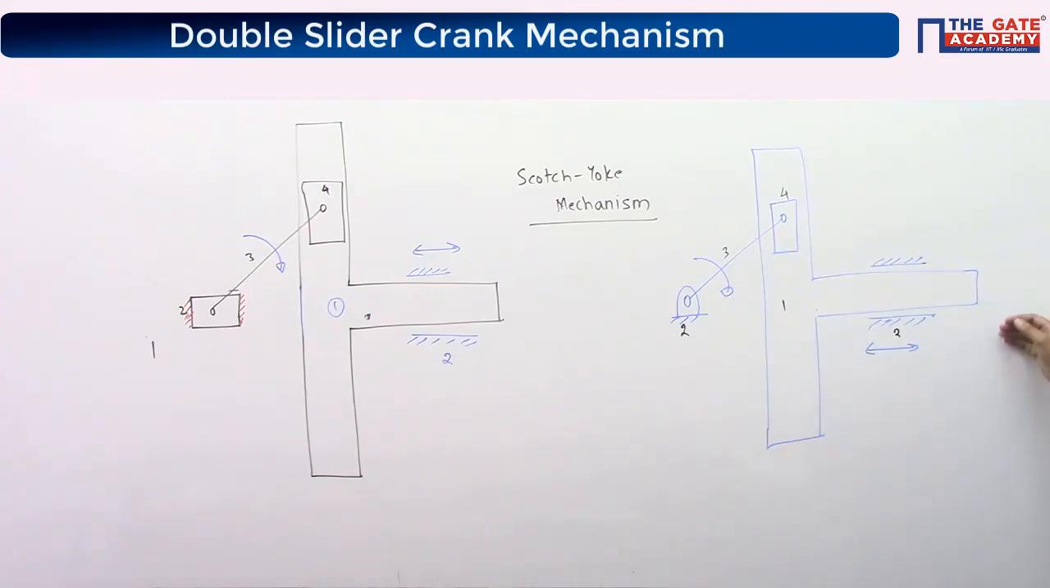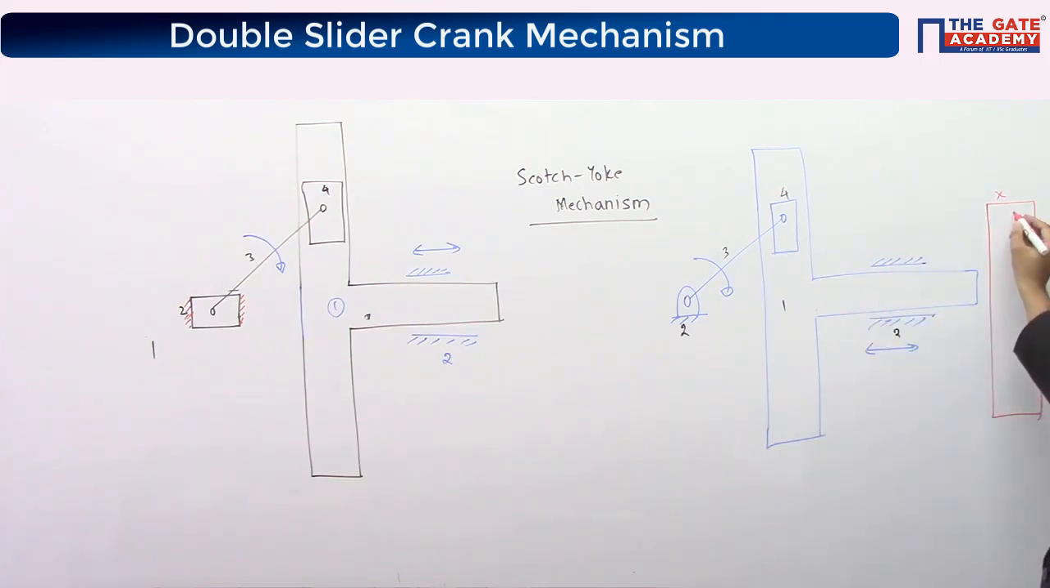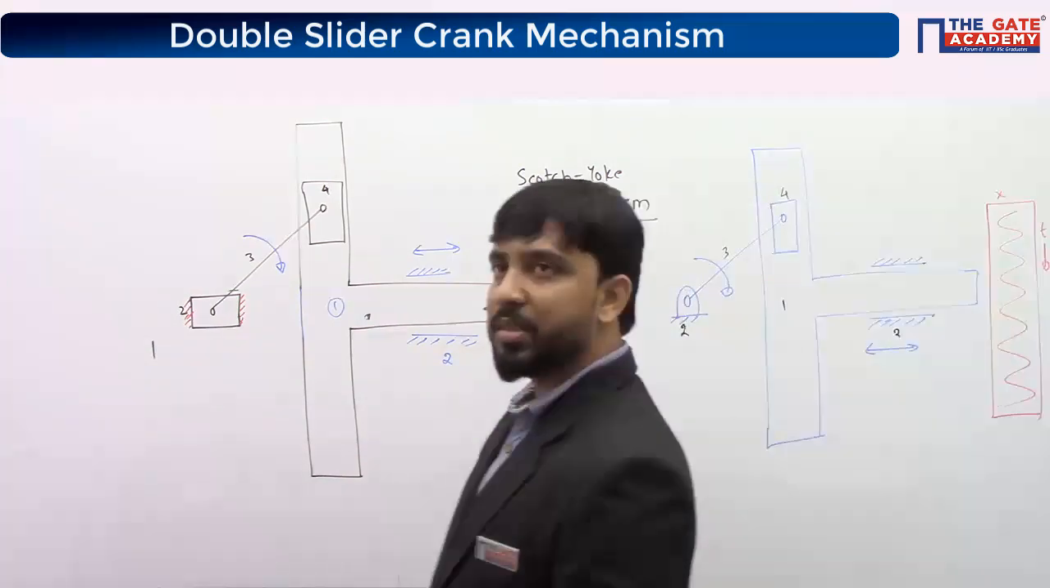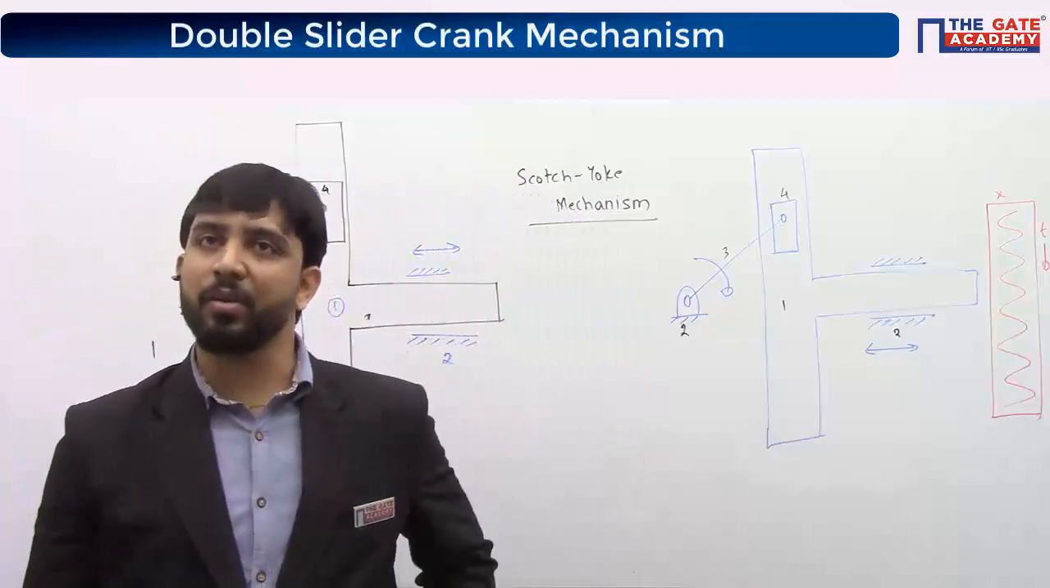So if you look at this Scotch-yoke mechanism, if you plot the displacement versus time graph for this link 1, I can say this is the displacement of link number 1, this is time. So I'm pulling this paper and this is running, okay. So the plot is a sine curve. The displacement versus time graph is a sine curve. So this is also called a sine function generator, okay.